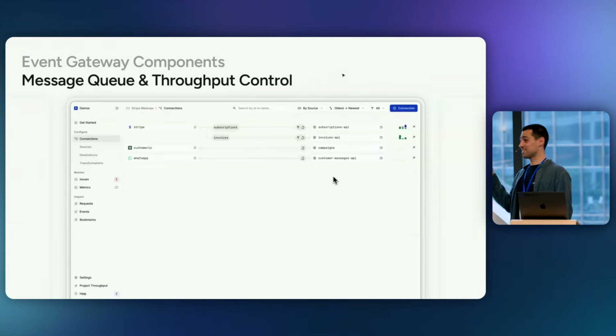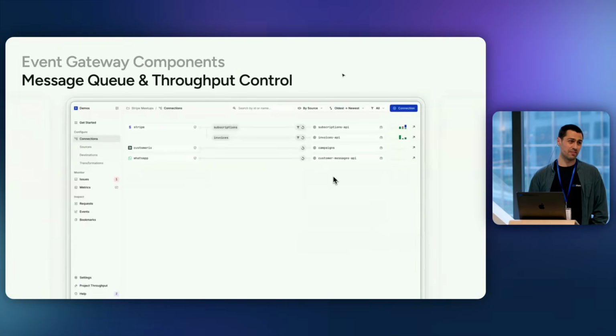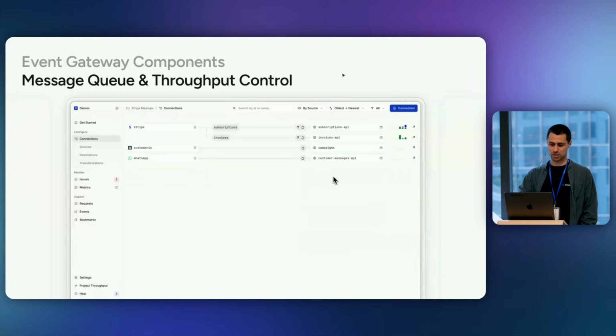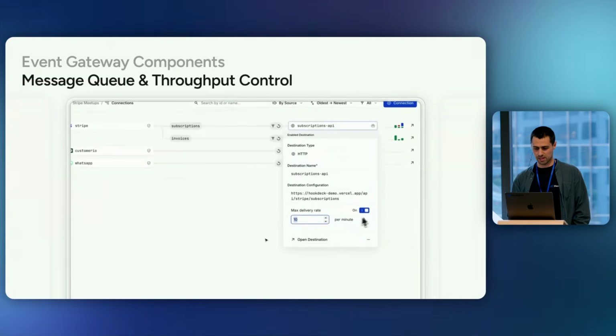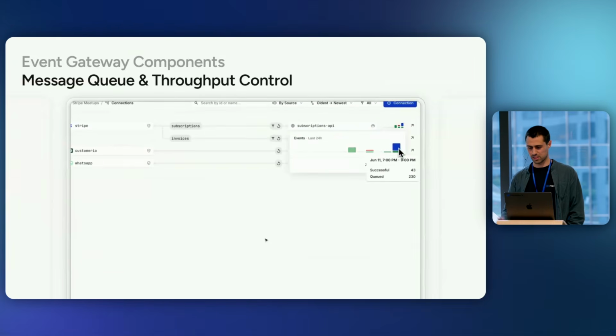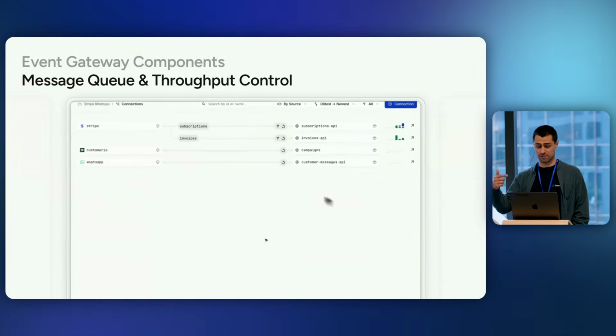Okay, that brings me to the second responsibility of Event Gateway, which is message queuing and throughput control. So we're going to the second demo here. We kick off where we were. In this case, I have my subscription API, which has a limit of 10 per minute, just for the sake of a demo. I can see there's queued events on it.